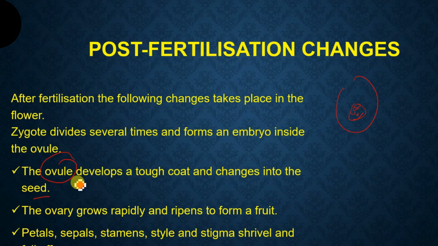So the ovule will convert into the seed, and the ovary part of the flower will grow and form the fruit. So the ovary forms the fruit, the ovule forms the seed, and all the remaining parts, that is the petals, sepals, stamens, style and stigma, will shrivel and ultimately fall off. Nothing will remain except the seed or the embryo, where the ovule converts into the seed and the ovary converts into the fruit. So these are the post-fertilization changes that you will see after fertilization.